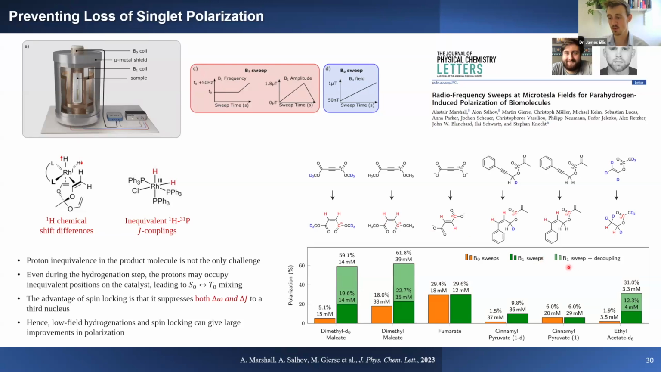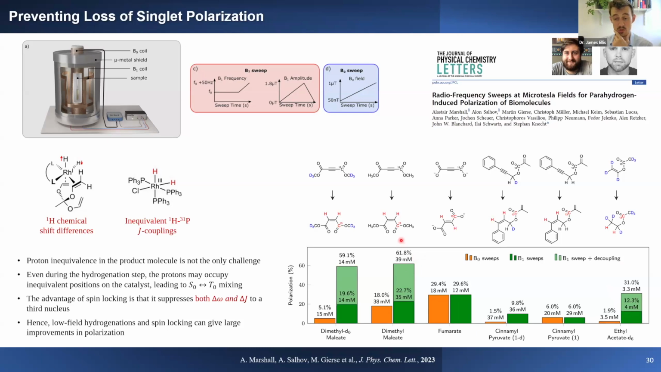So the first thing to show is the importance here of introducing decoupling. If we take this reaction as an example, they're reacting this precursor molecule to form dimethyl malleate. And you can do this at low magnetic field. So this corresponds to these green bars here. If you just apply low field polarization transfer, you get about 23% polarization. If you do this reaction and you apply decoupling, you get more than double the polarization.